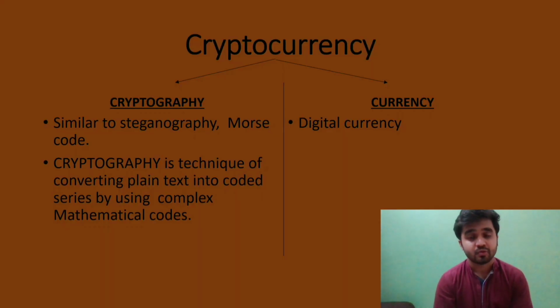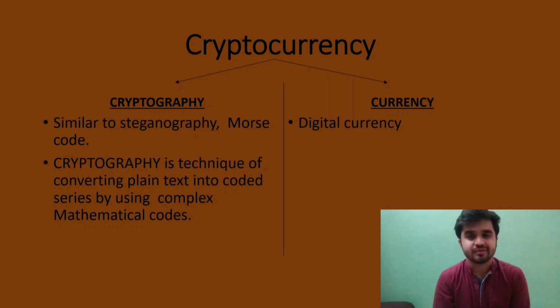Let's break this concept into two words: cryptography and currency. I hope you all know about currency. So let's talk about cryptography. You might have heard the words steganography or Morse code. These are techniques where secret data is hidden into ordinary files or messages to avoid detection of it, and then this data is extracted at the receiver level.